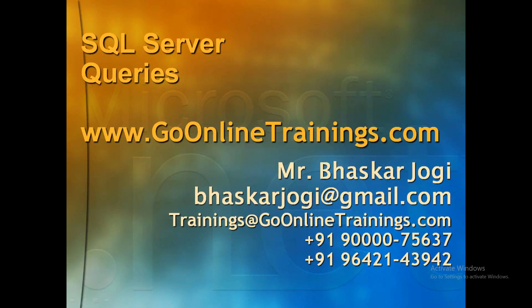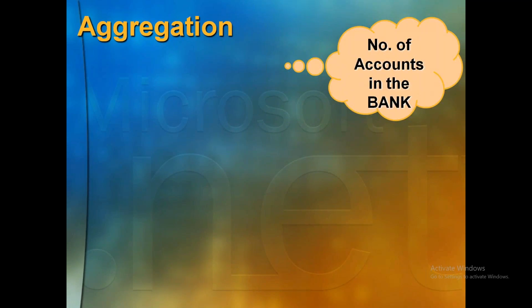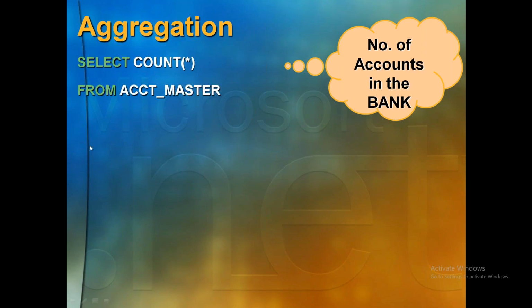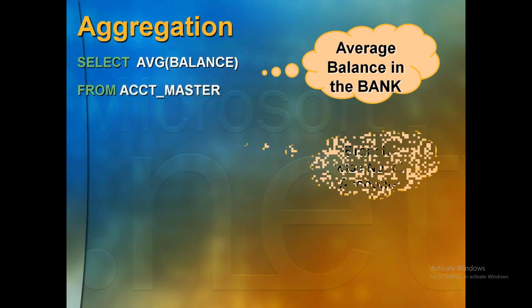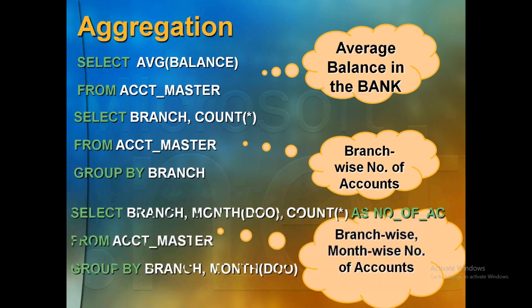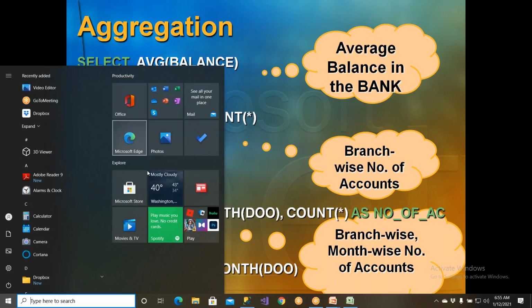Now, I wanted to tell you one more important thing. Number of accounts in the bank. Okay, so number of accounts means number of customers. Each customer is opening one account, right? So it is simply select count star from the table. All these things we discussed yesterday. Now, I wanted to tell you one more beautiful thing today.